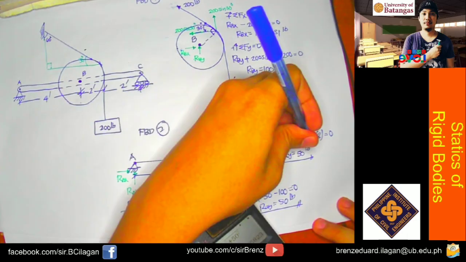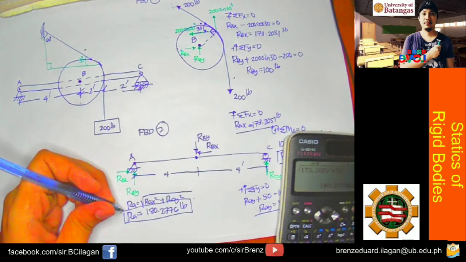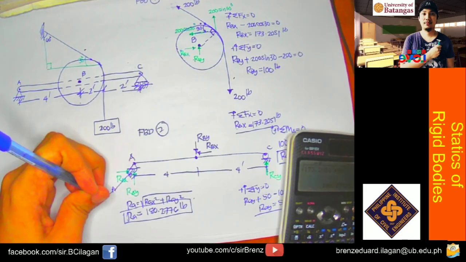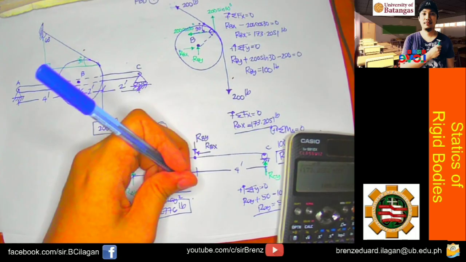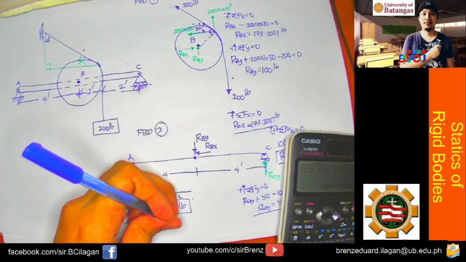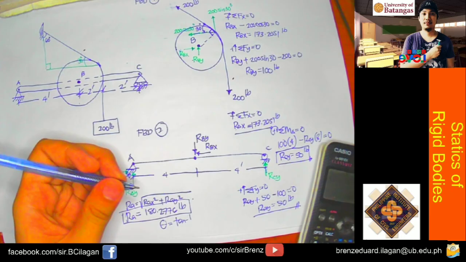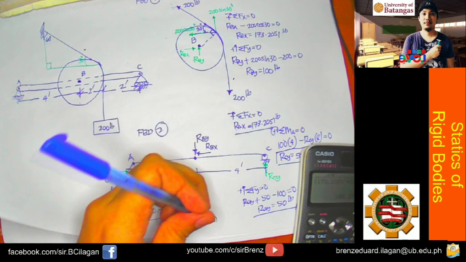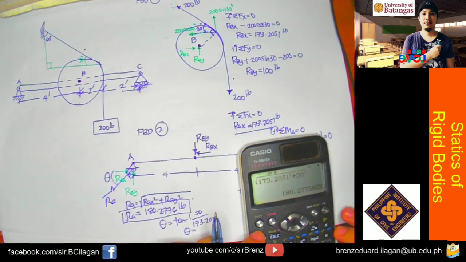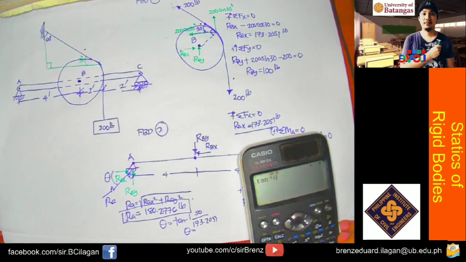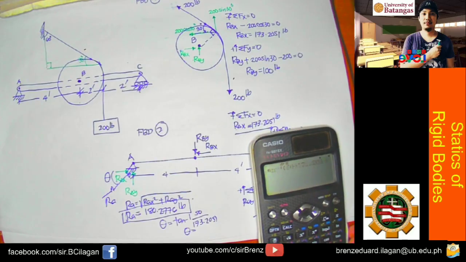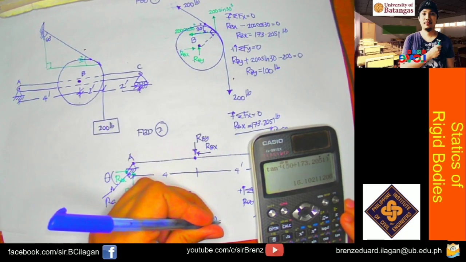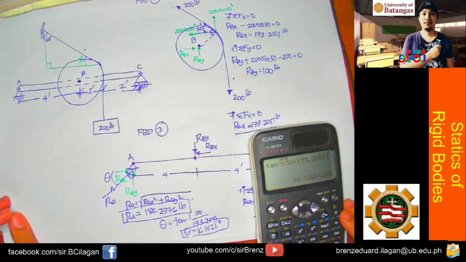And if you want to know the angle of inclination nito, or kung paano siya mag-a-act dito, ayan, yung RA na yan, with respect to this axis. So theta can be computed as arctangent of RAY over RAX. Theta is equals lang sa arctangent ng 50 divided by 173.2051, or 16.1021 degrees. Okay, so let's proceed with the next problem.